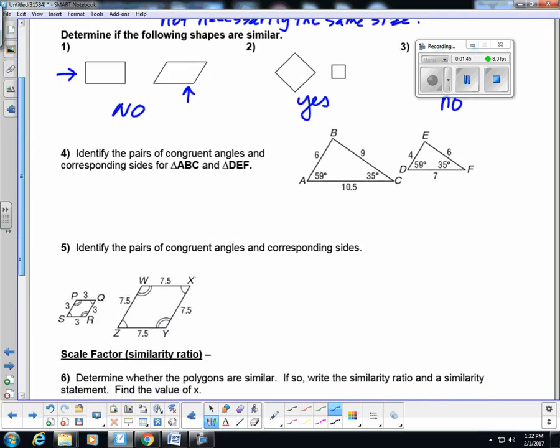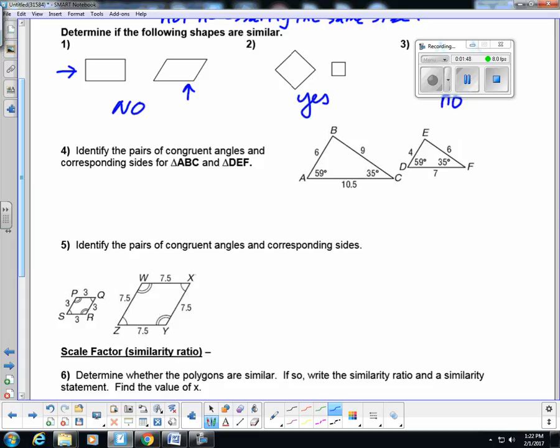Now, we're going to use kind of that concept here to answer some questions about similar triangles, or similar polygons like you see in number 5. So number 4. It says identify the pairs of congruent angles and corresponding sides for triangle ABC and triangle DEF. So in triangle ABC, you have the angles 59 and 35. If we wanted to figure out the measure of that third angle, we could. We don't necessarily need to, because we know both angle B and angle E have to be the same because of the third angle theorem.